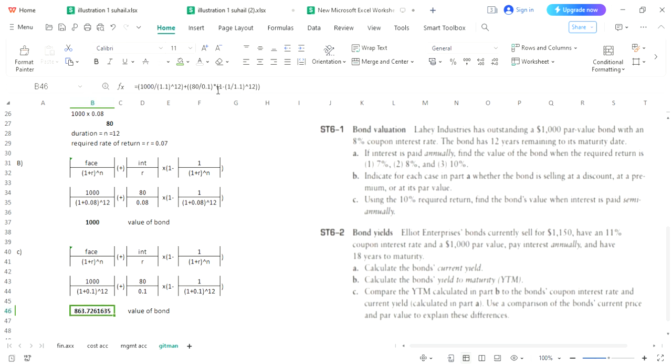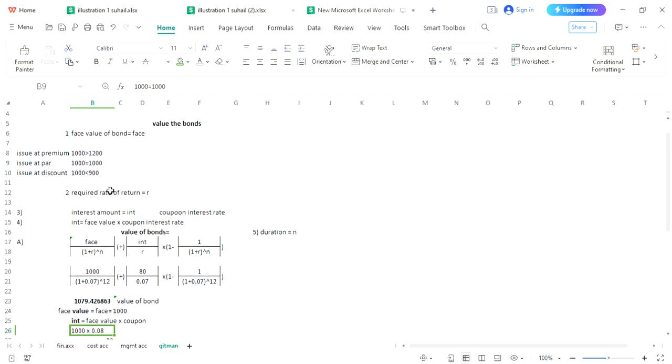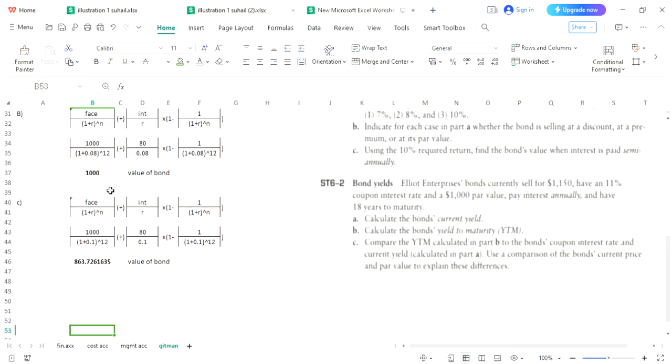So here you have completed your answer, and in the second part of your question we have to indicate in each case of part A whether the bond is selling at discount, at premium, or at par value. It's easy. We have already discussed, if you have issued your bond at 1000 and the market value of this bond is 1200, it would be called premium. If it is equal, it would be called par value. When the value of the bond is less than face value, it would be called issued at discount. So you can have your answer of B part over here.